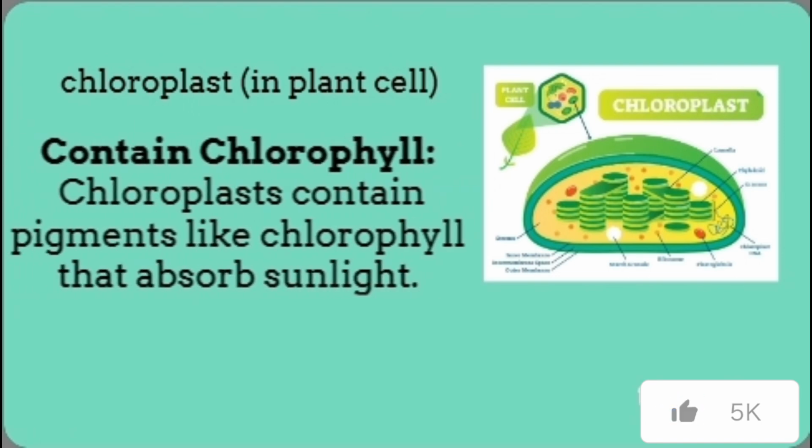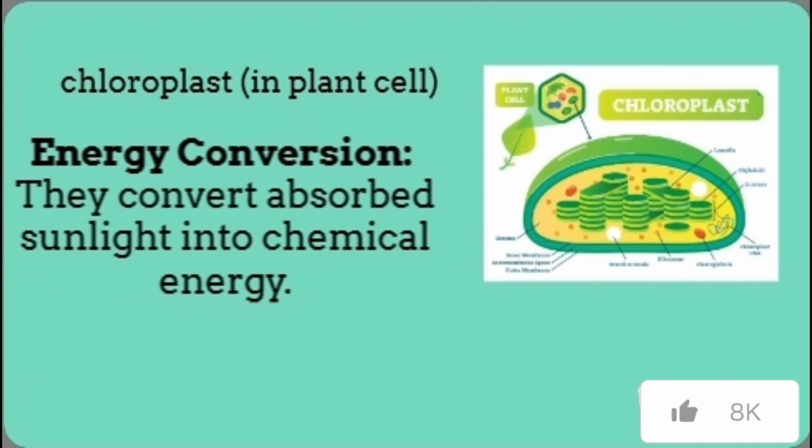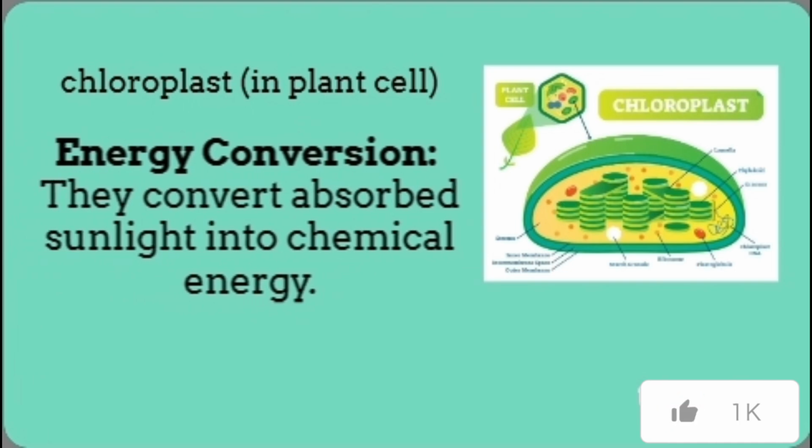Chloroplasts contain specialized pigments, notably chlorophyll, which are essential for absorbing sunlight during photosynthesis. This absorption of light energy is fundamental to the process of converting light into chemical energy within plant cells. As I mentioned earlier, chloroplasts absorb sunlight and convert it into chemical energy through photosynthesis. This conversion of light energy into chemical bonds is essential for the growth and metabolic functions of plant cells.